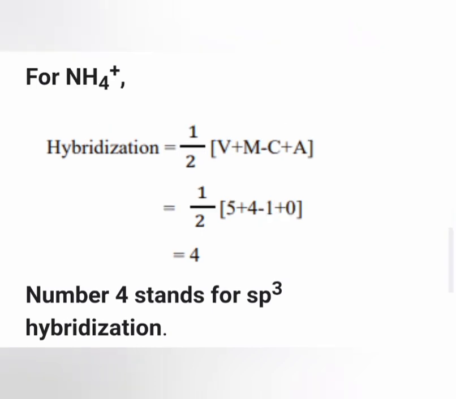Now the next example, NH4 positive. Again the number of valence electrons for nitrogen will be 5. Here 4 hydrogen atoms have to be attached to the nitrogen atom, so the number of monovalent atoms will be 4. Now in NH4 there is a positive charge, which means in the place of C we will write 1, whereas in place of anion we will write 0. So the value will be half into 5 plus 4 minus 1 plus 0. 9 minus 1 is 8. 8 by 2 is 4. And the number 4 stands for sp3 hybridization.